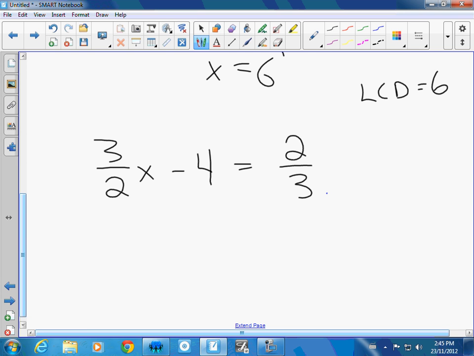Okay? So we're going to take each piece. Well, you try. Take each piece, this one and this one, and times each of them by 6. Give it a shot. See if you can solve this. Your answer is going to come out as an improper fraction. So if you've done it correctly, you should get an improper fraction, which means larger numerator, smaller denominator. Please do this.